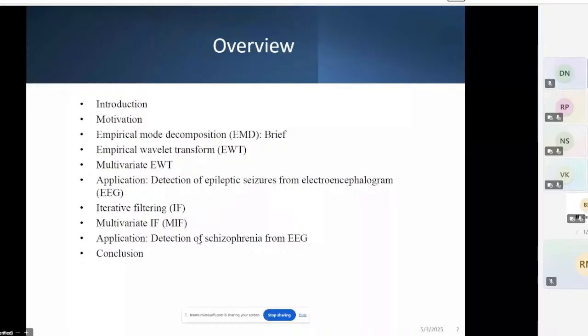And there, signal processing and machine learning will combine together. And then iterative filtering, and our group has developed multivariate filtering, which will be explained. And after that, we will see its application for schizophrenia detection from EEG. In the end, a conclusion will be provided.